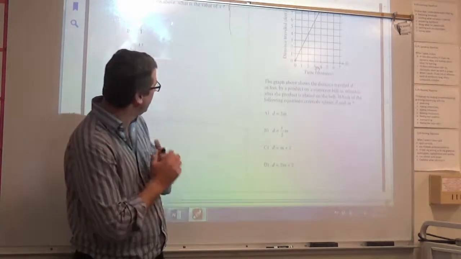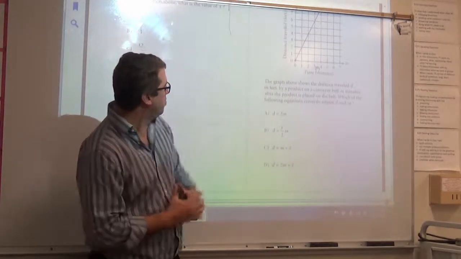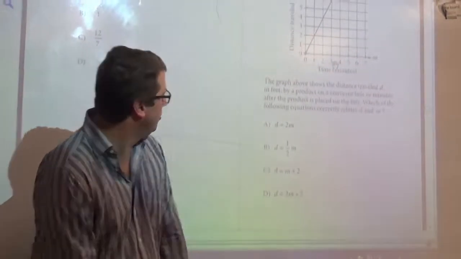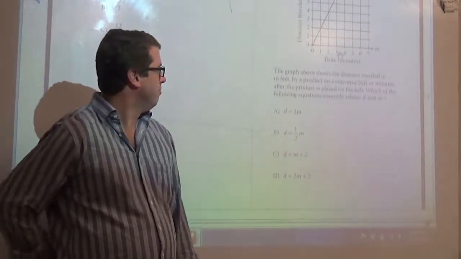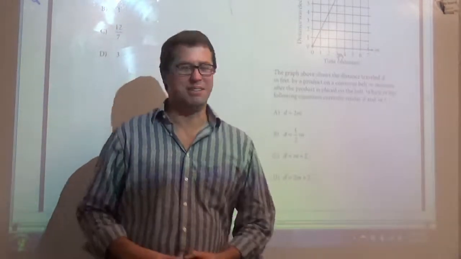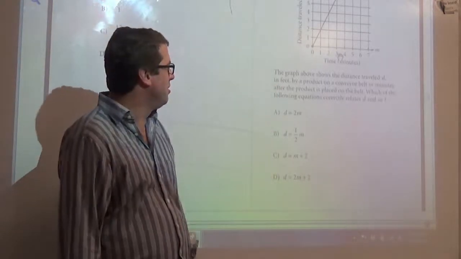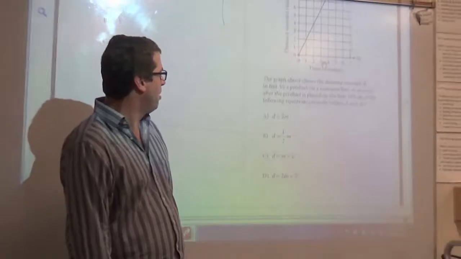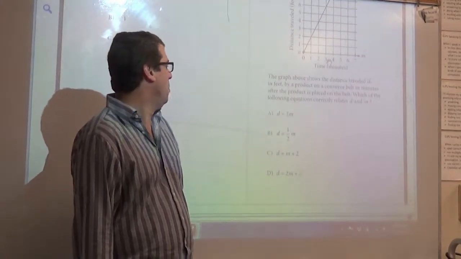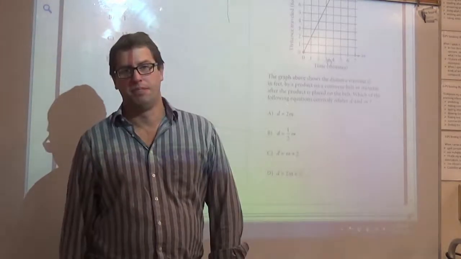Canceling out, yeah. All right, so number 2, it says the graph above shows the distance traveled d in feet by a product. Starting over again. It's a good thing we have editors. Number 2, the graph above shows the distance traveled d in feet by a product on a conveyor belt m minutes after the product is placed on the belt. Which of the following equations correctly relates d and m?